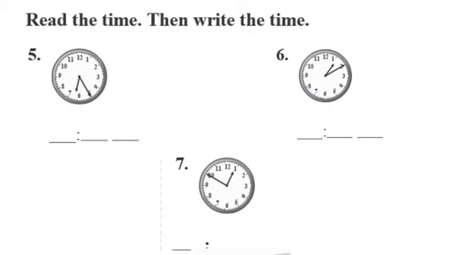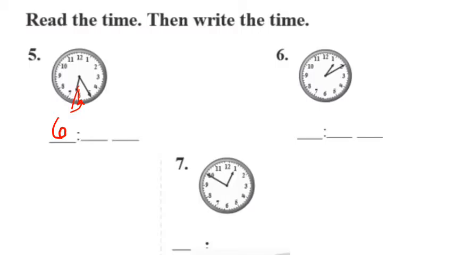5, 6, and 7 say read the time, then write the time. So I'm going to do that for 5, 6, and 7. I'm going to look at number 5. I always like to start with my hour hand. I know that's the short hand. My hour hand, if I draw a line to go a straight line, shows me between the 6 and the 7. I know when it's between 2 numbers that I'm going back to the previous time, so that would be the 6 o'clock hour.